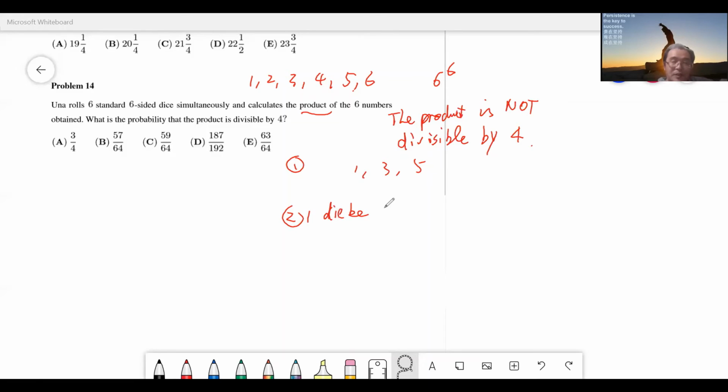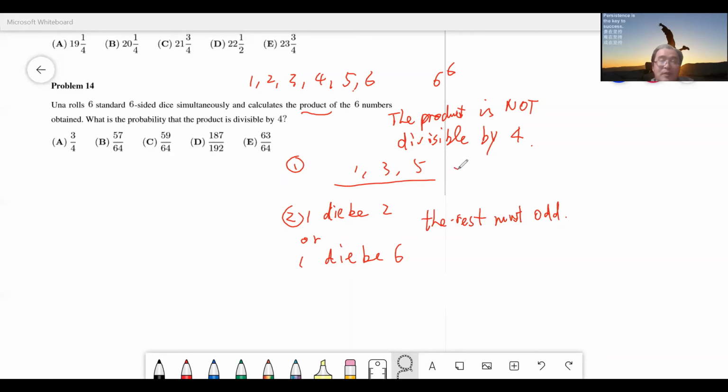One die can be 2, or one die can be 6. But the rest must be odd. Right? We cannot have one more 2 or 6. We cannot have 4, definitely. So basically we just have these two cases: either all odd, or one is even, 2 or 6, and cannot be 4. The rest must be odd.